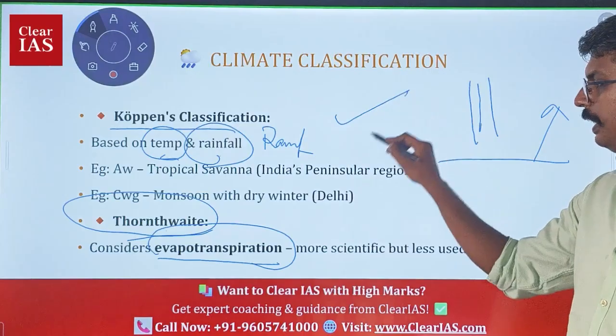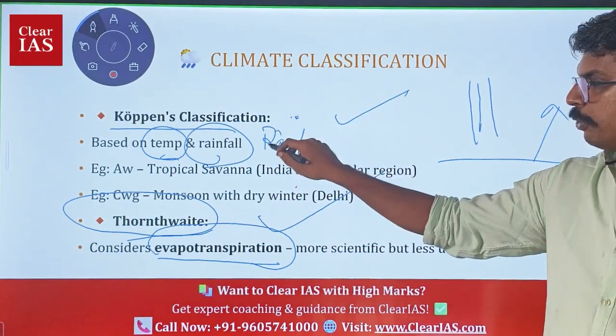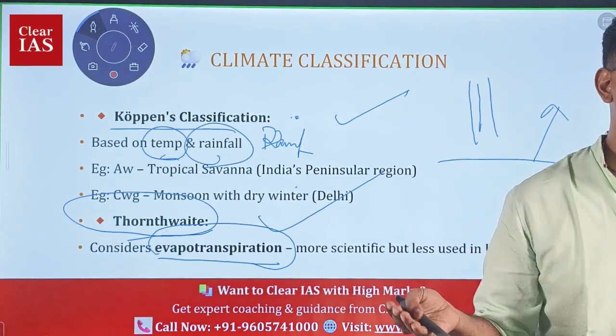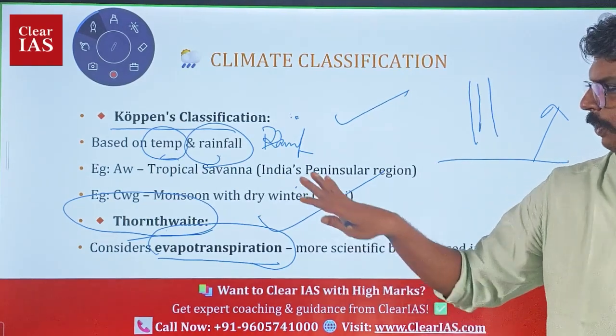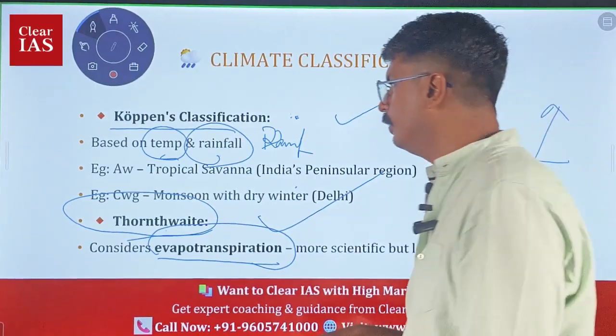So Köppen's classification and Thornthwaite classification, you can remember the names. I'll teach you Köppen's classification when we enter into the detailed study of the syllabus. Now just understand these are the climate classifications.